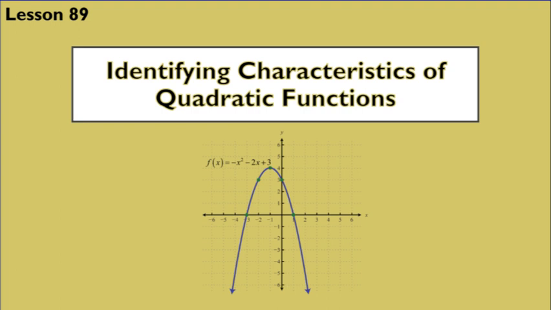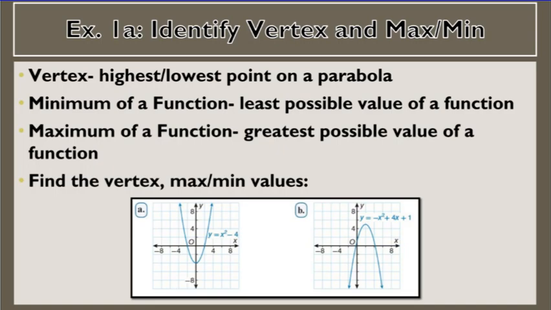Lesson 89, Identifying Characteristics of Quadratic Functions. If you take a look at the graph we have here, you can see that it is a parabola, shaped like an upside down U. All quadratics are in that format. It has that curve, so there's going to be a maximum and a minimum. So let's take a look at our graphs today.